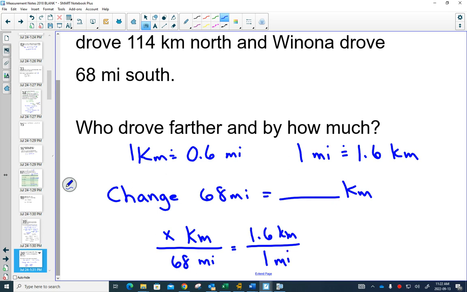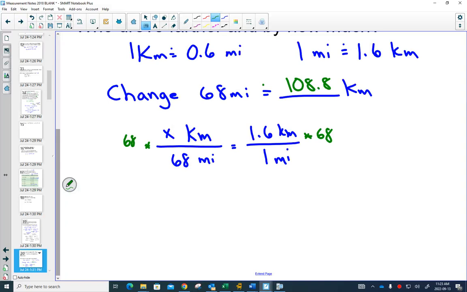How do I get the x by itself? I would have to multiply both sides by 68. Then 1.6 times 68 is 108.8 kilometers. Put a dot over that because that is an approximation. So according to this, who drove further? Ryan.